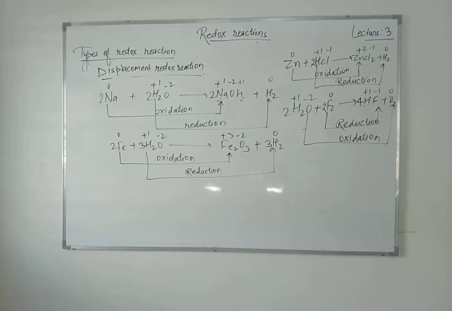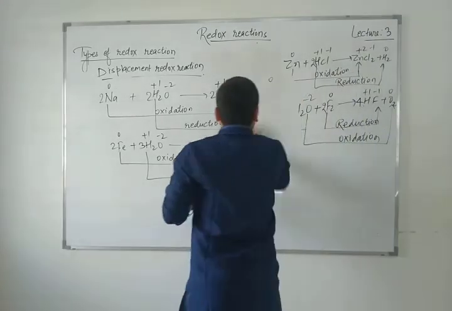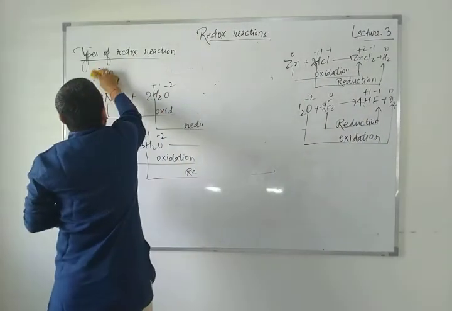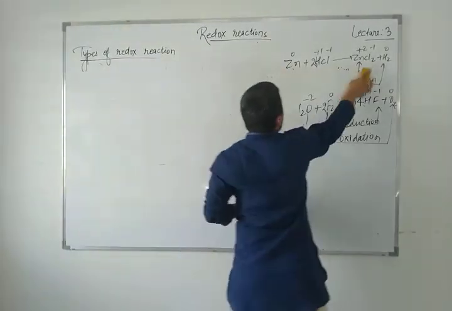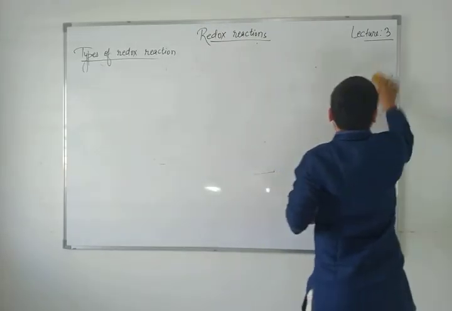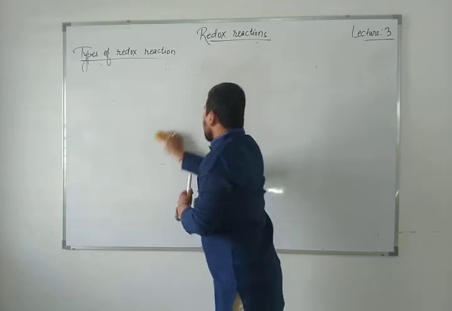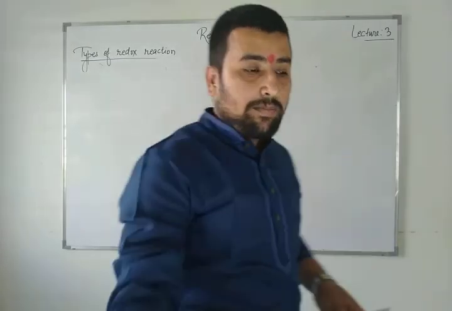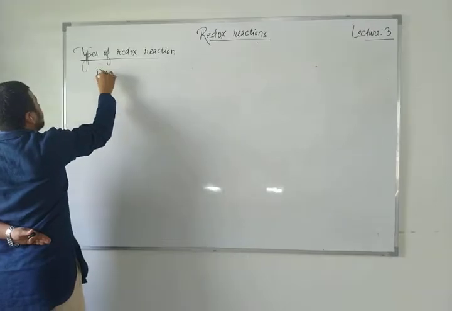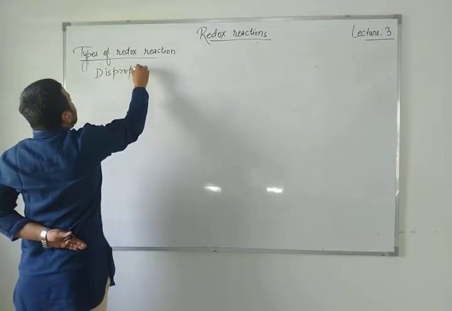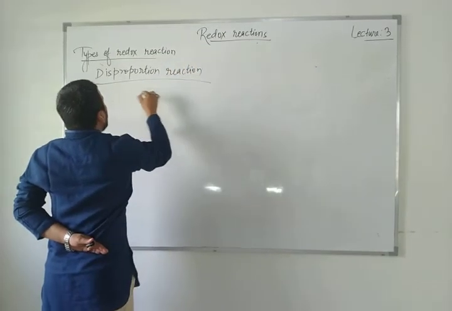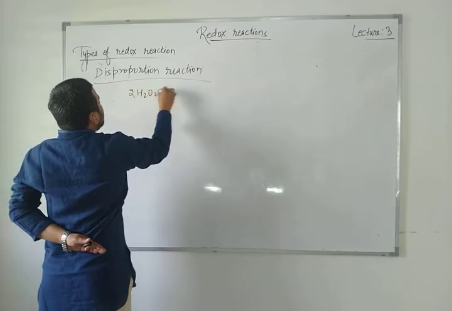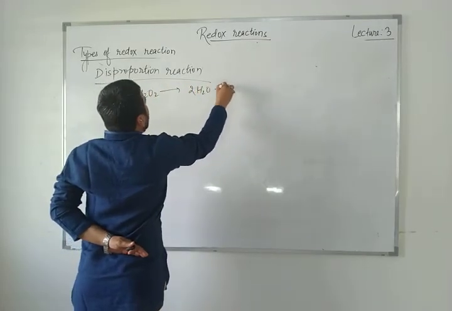I am giving you a direct example, no need to make it so hard. Suppose hydrogen peroxide, how will it decompose or displace? Now we are talking about the disproportionation reaction. In the 10th standard we discussed double displacement; here it is a disproportionation reaction. As I already informed you, hydrogen peroxide gives water plus oxygen.